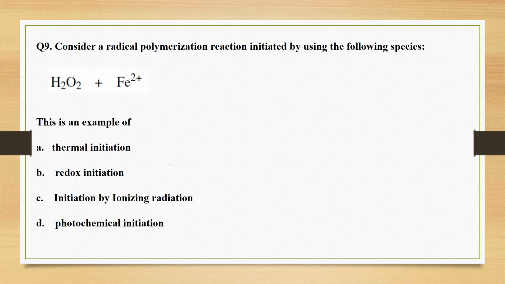So this is a very easy question again. So consider a radical polymerization reaction initiated by the following species. The species is given here. So they have just asked what kind of initiation process this is. I think anyone can say it.